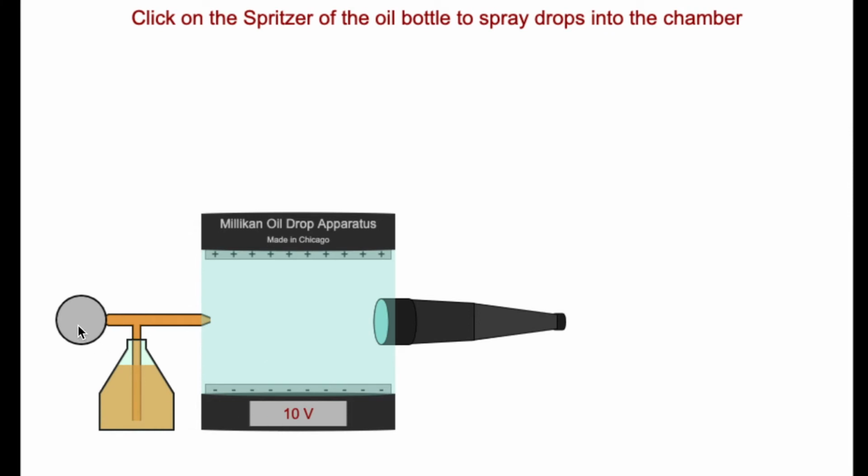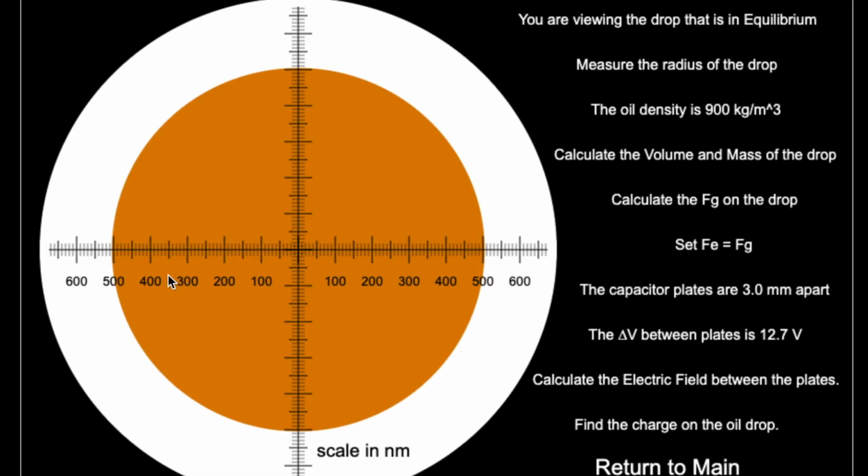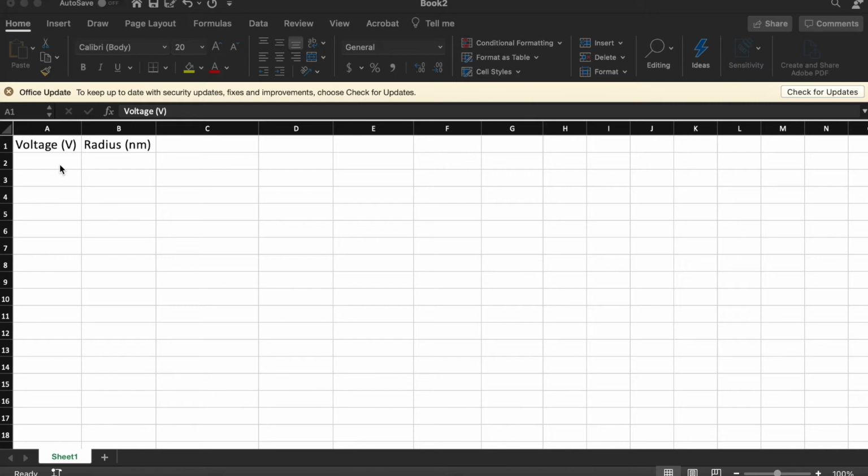Start by clicking on the bulb on the left to spray some oil. A drop has remained floating, so click on the microscope on the right to measure the size of the drop. The drop appears to have a radius of 500 nanometers. Note that the potential difference between the plates is 12.7 volts. Record the voltage and radius, then repeat the experiment until you have at least 10 sets of data.